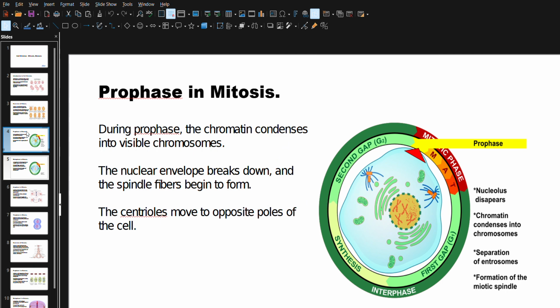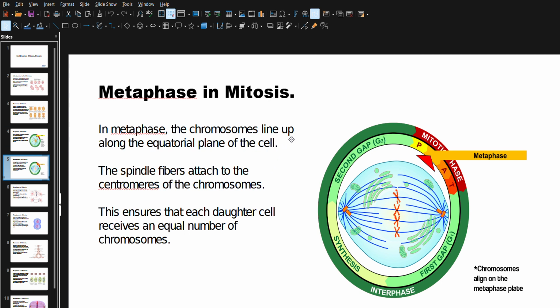Next we are going to see what is metaphase in mitosis. This diagram represents the metaphase in mitosis. In metaphase the chromosomes line up along the equatorial plane of the cell. The spindle fibers attach to the centromeres of the chromosomes. This ensures that each daughter cell receives an equal number of chromosomes. This is the metaphase stage shown in the diagram.